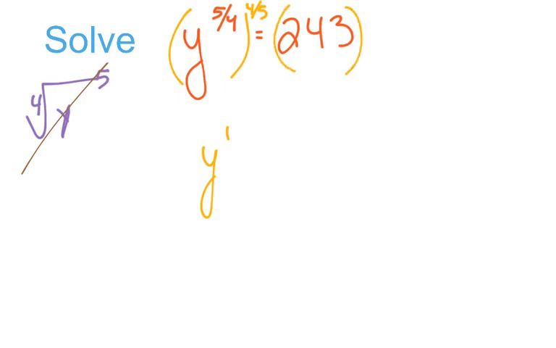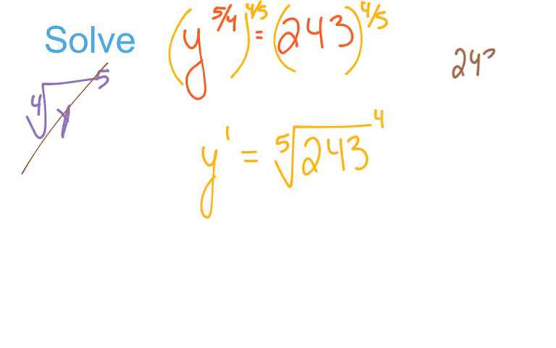So we're raising it to that reciprocal power so that we can sort of cancel out these exponents, just get it down to y, because y to the 1st is really just y. So now we need to think about what this really means over here. So that is really the 5th root of 243 to the 4th. And again, you could think of it as 243 to the 4th under that 5th root.